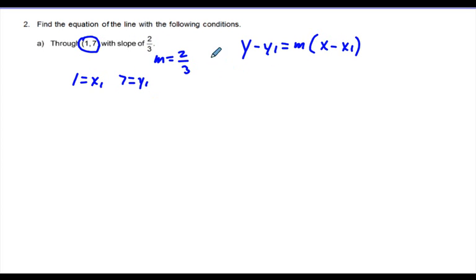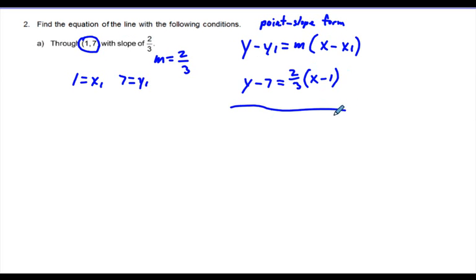So our equation in point-slope form, and I'm going to just write this down, is y minus y1, which is 7, equals 2/3 times quantity x minus x1, which is 1. So this will be our equation of the line with the following conditions.